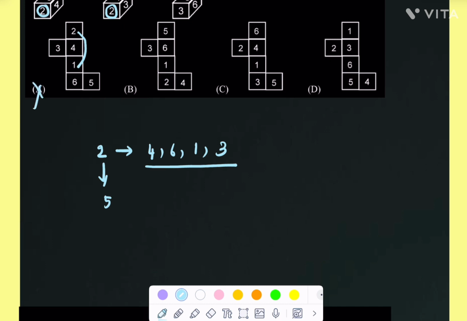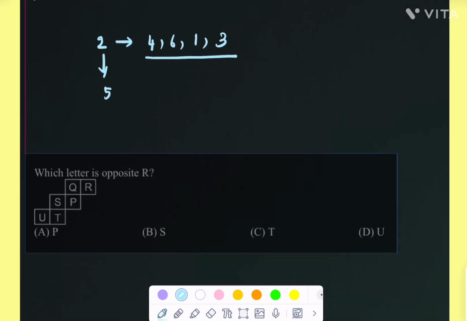And here the opposite of 2 is given as 6, not the correct option. And 2 and 5 are opposite here, 6 and 1 opposite, 4 and 3 opposite are given. And here 2 and 4 are given as opposite, it is not the correct option. Your option is option number C, right? So we'll go in that way.